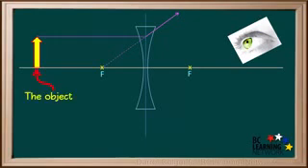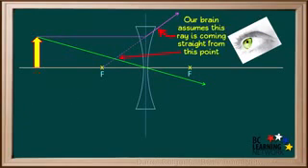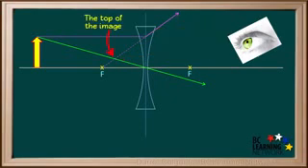To help us find where the top of the image will be, we draw a straight line from the top of the object through the middle of the lens. Rays passing through the middle of the lens are not deflected. Our brain assumes that this purple ray is coming to us straight from this point. This point is where the green ray coming from the top of the object and the purple line that seems to be coming from the top of the object cross. So this will be the top of the image.